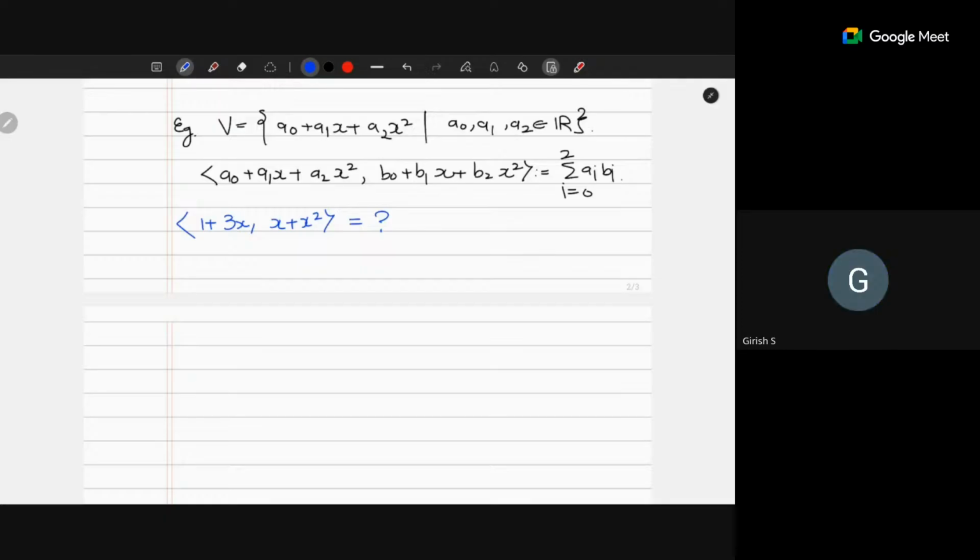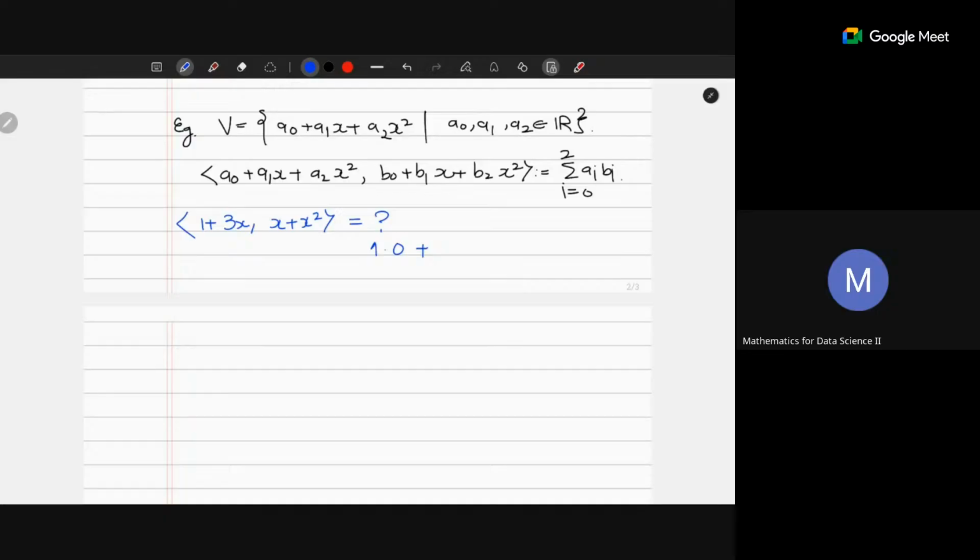It's 3, right? Yeah, can you tell me how you did that? This is 1 plus 3x plus 0x squared, comma, 1 plus x squared. Correct. So a0 is 1, b0 is 0, right?